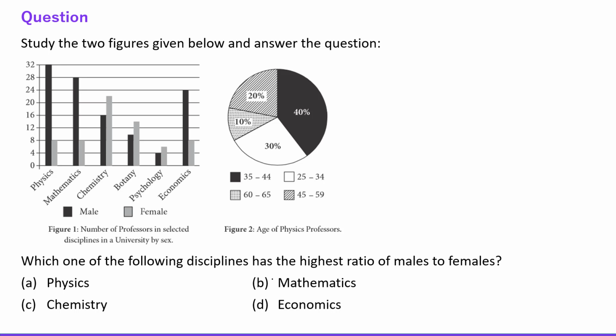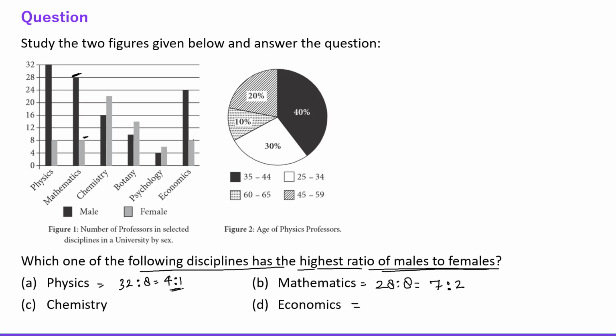Second question says, which one of the following disciplines has the highest ratio of males to females? Okay, males to females. If I talk about physics, physics is 32 male and 8 females. So this is 4:1, right? Now if I talk about mathematics, 28 male and 8 females. So 28:8. Both the numbers are divisible by 4, so 7:2. Okay, economics, D option.